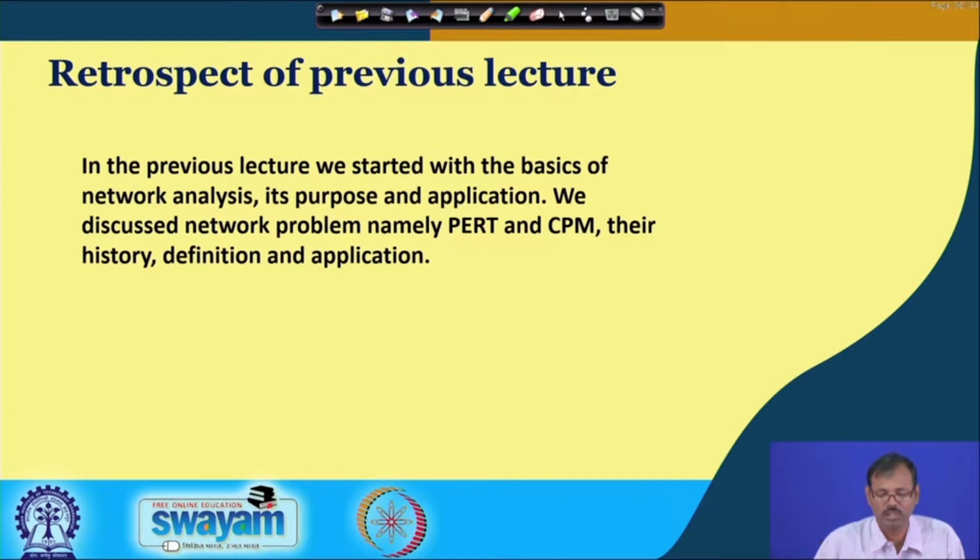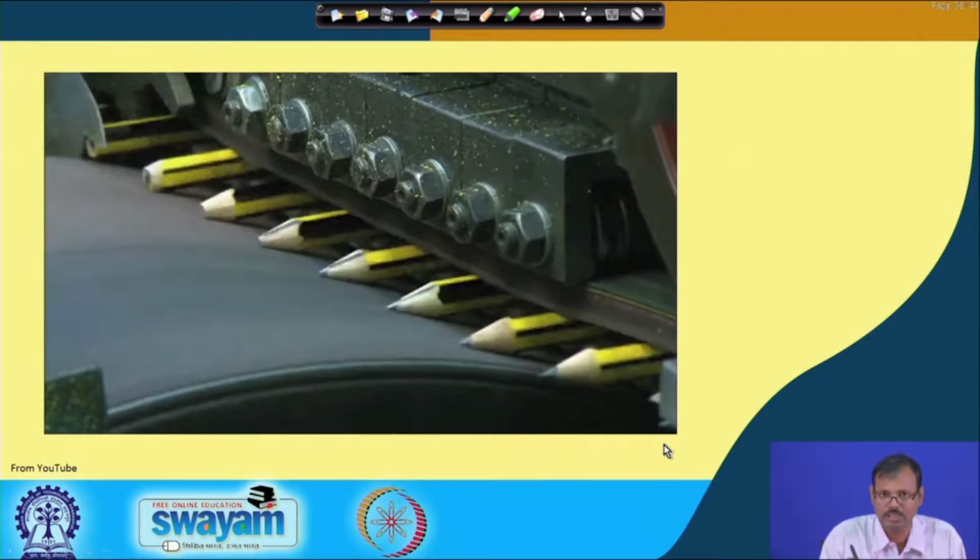You also know that this approach may be divided into two parts. One is the probabilistic approach, another is the deterministic approach. The probabilistic approach is called PERT, Program Evaluation Review Technique, and the deterministic approach is called critical path method or CPM. Their history of development, definitions and applications were also discussed in the last class.